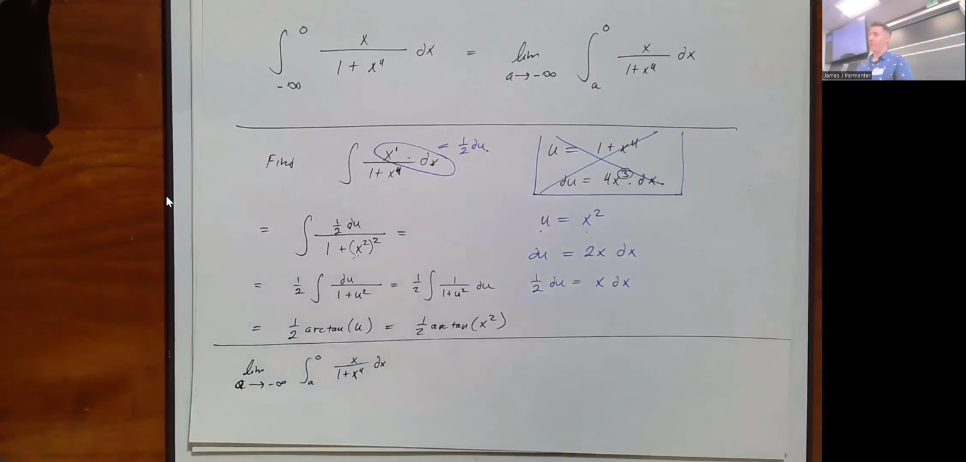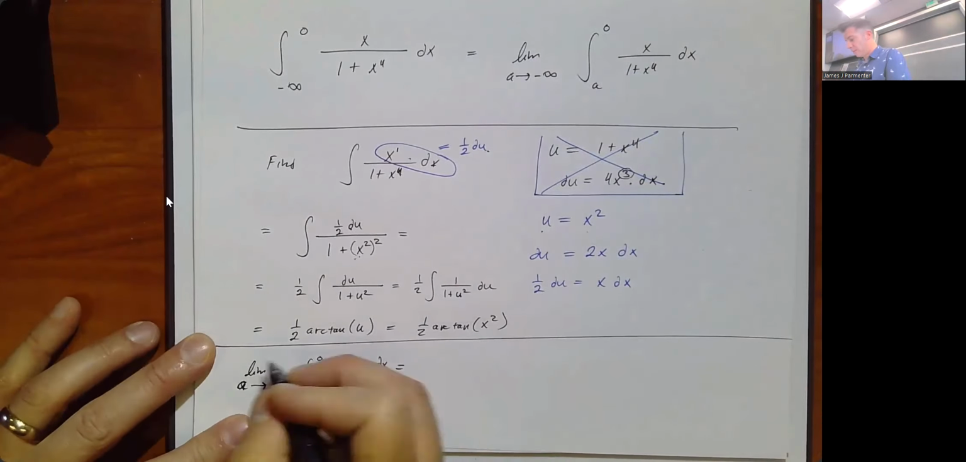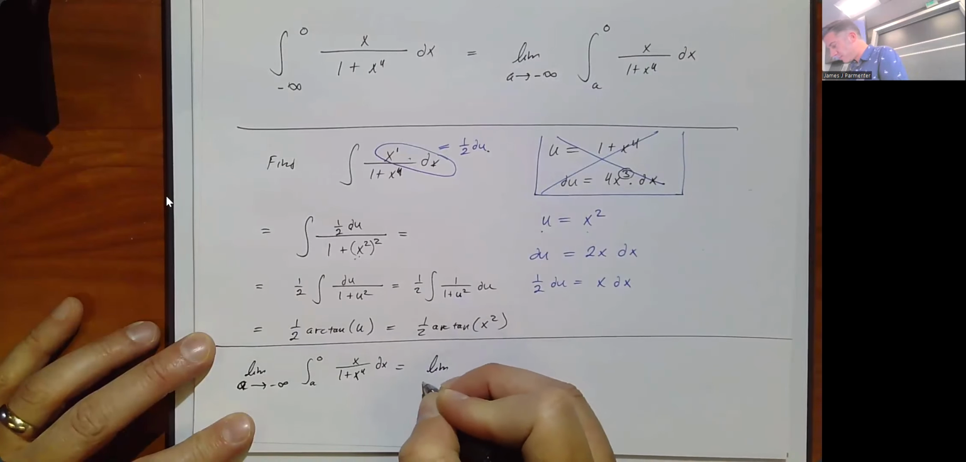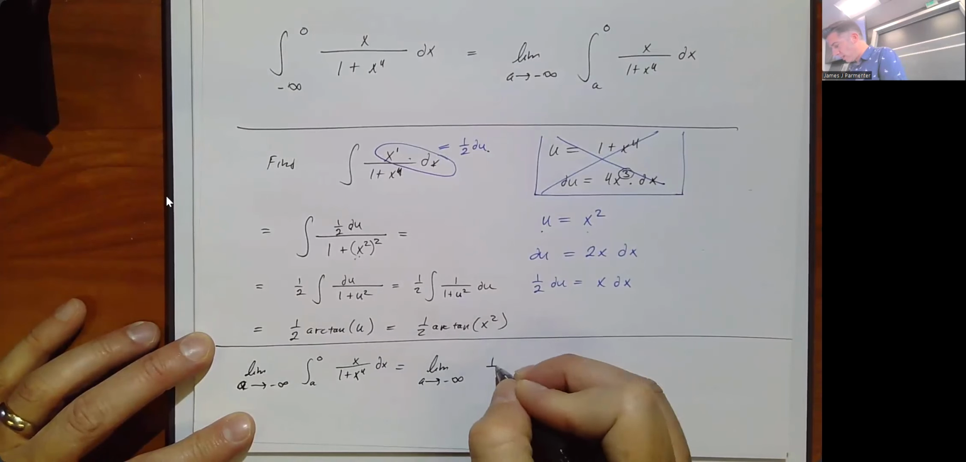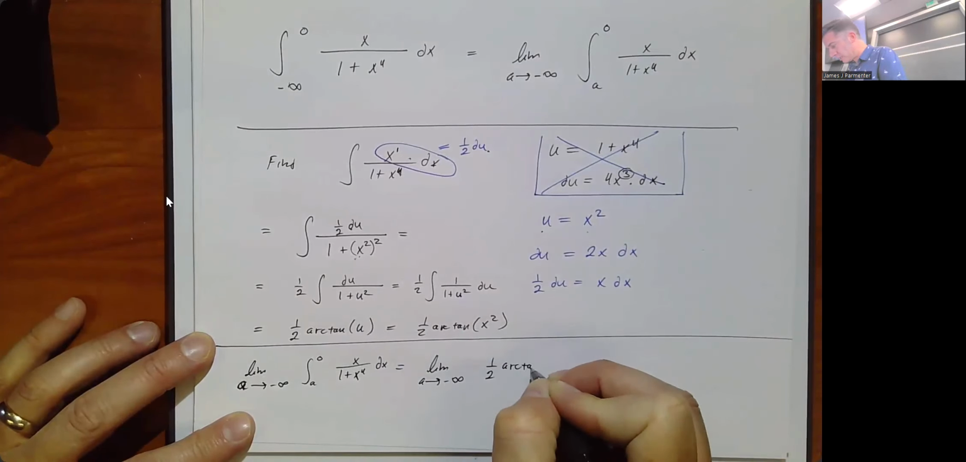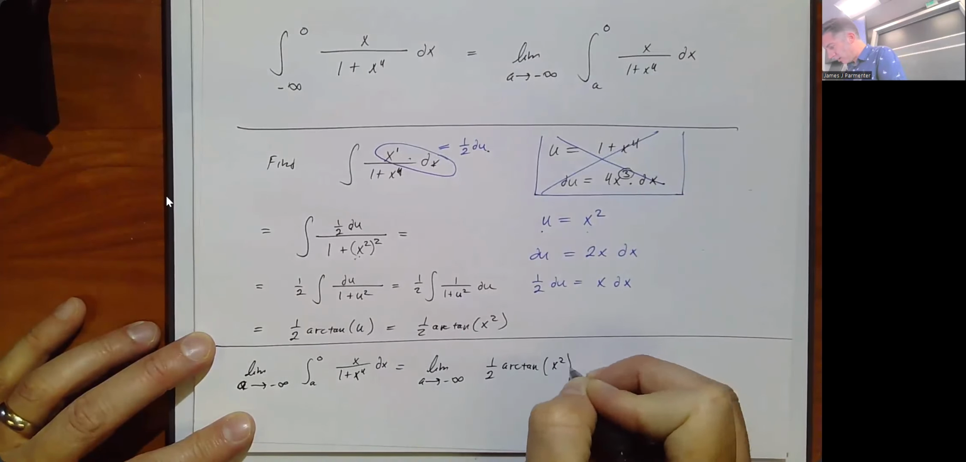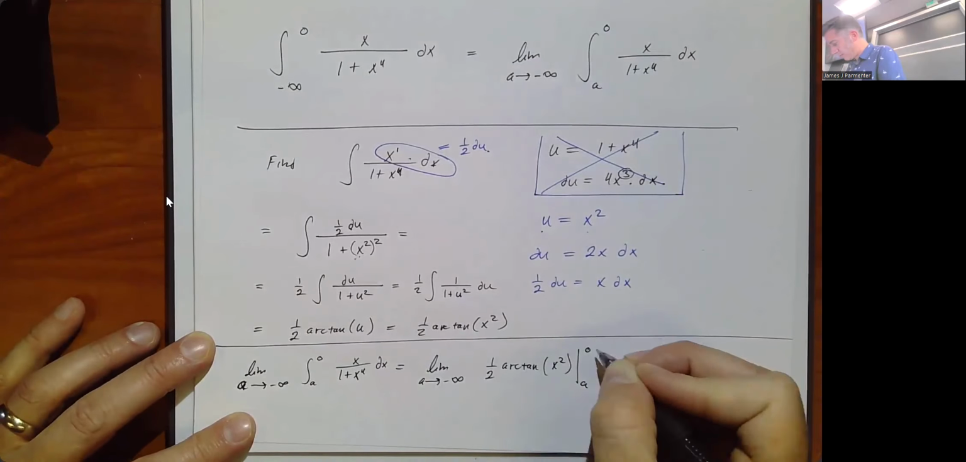I know I already wrote it all, but you know what I mean. I'm not going to write it with the limit stuff. So now I'm going to have the limit as a goes to negative infinity of 1/2 the arctangent of x squared evaluated from a to 0.